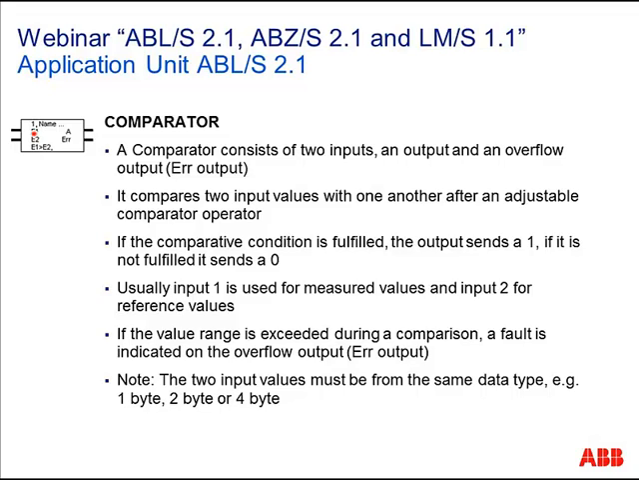So we have, for example, our two inputs, and we can compare our two inputs, and then we send the result to our output: the 1 if the result is okay, or the 0 if the result is not okay. Additionally, we have a kind of error output, maybe when the value overflows our output value.